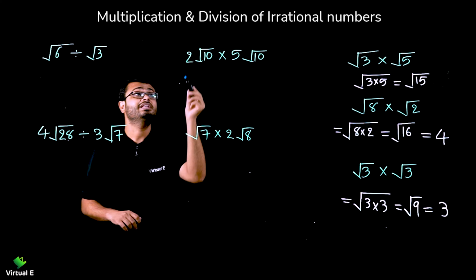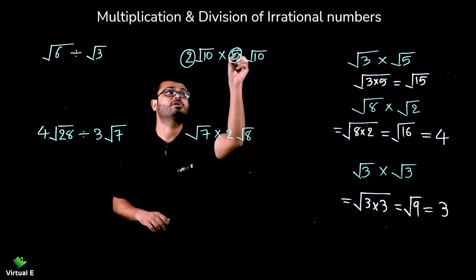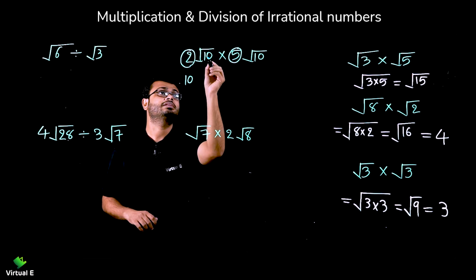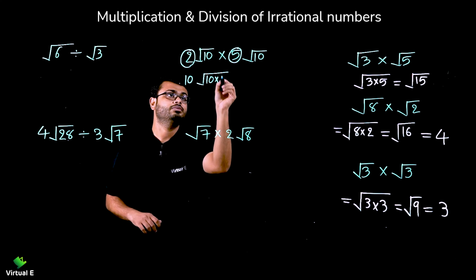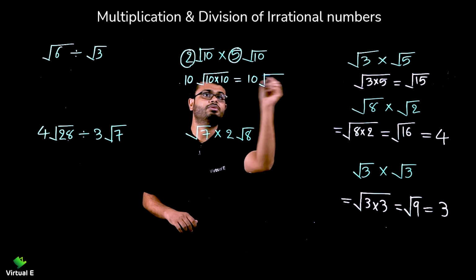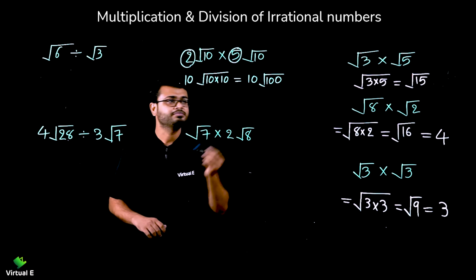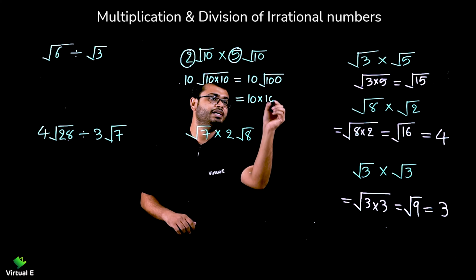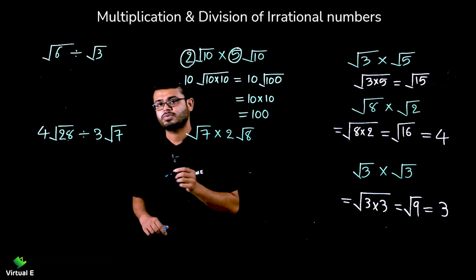Now let's discuss if you have a rational number along with the irrational number. So how to do it? In that case, you multiply whole number with whole number. 2 fives are 10, and under the square root, that is 10 into 10. So 10 into 10 will make 100, right? Now 100 is also a perfect square. So what can we write? 10, the square root of this one. So 10 into 10, 100 is the final answer of this one.